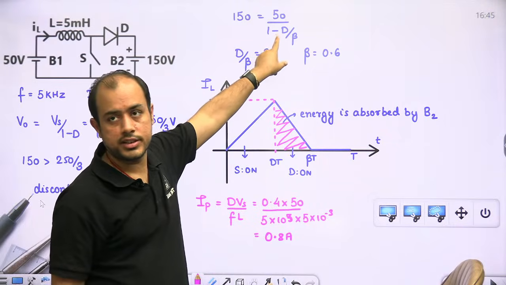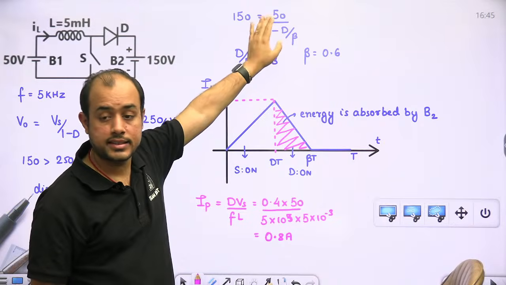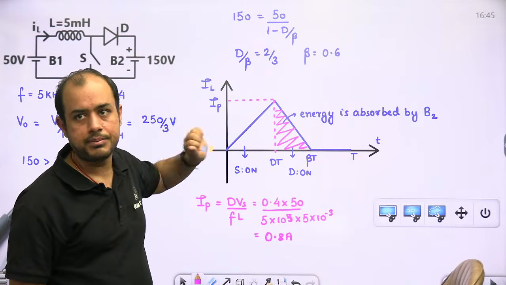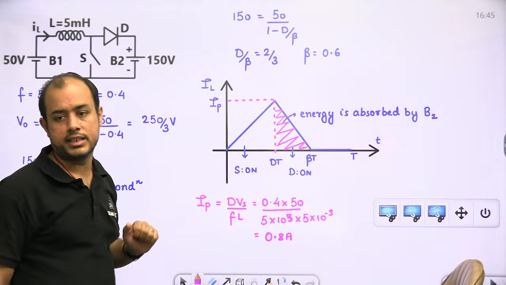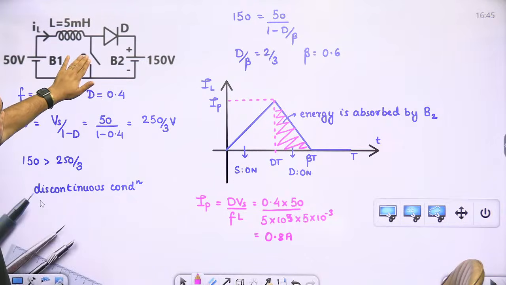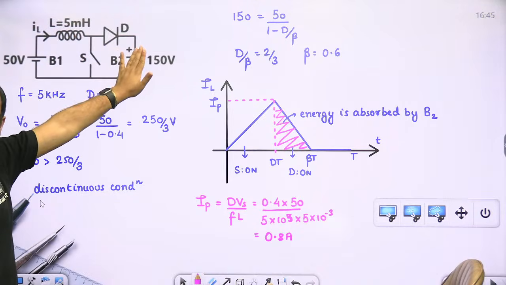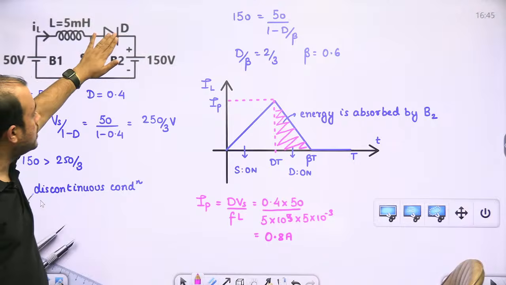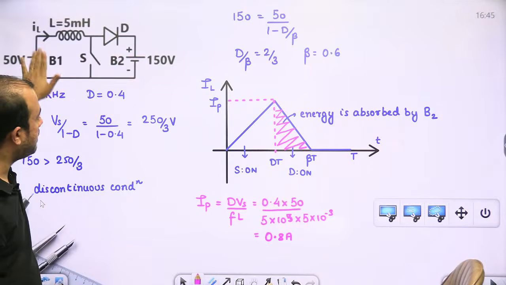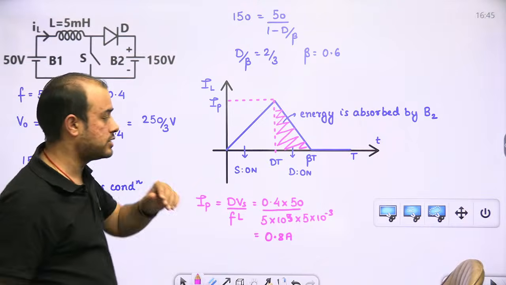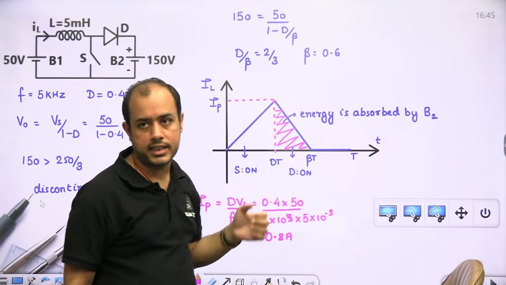Because in discontinuous conduction, the output is instead of D, we replace D by beta in the formula. I found beta. Then I draw the graph of inductor current. Now when switch is on, the current flows in this loop. It does not reach the battery B2. When diode is on, the current reaches the battery B2. So B2 will absorb the energy when diode is on, that is from dT to beta T.